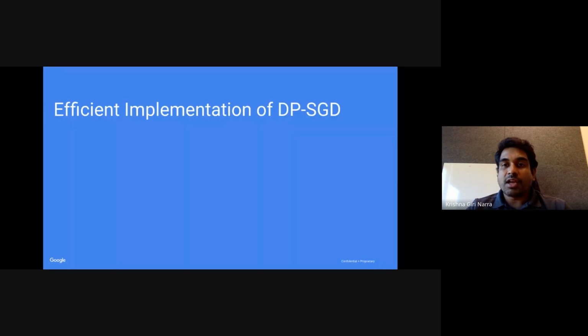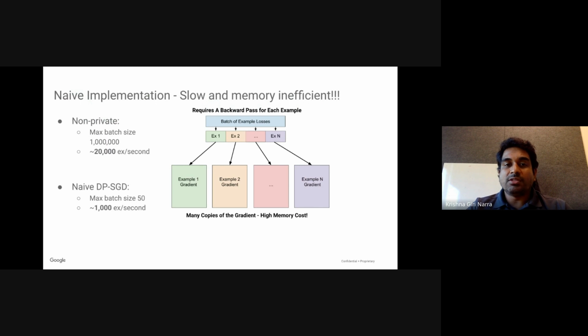Next, I'll briefly discuss how we realize an efficient implementation of it in practice. Naively implementing DP-SGD leads to huge inefficiencies, because we need to compute, for example, the gradient, then its norm, and clip the norm before applying it to the parameters. This results in catastrophic slowdowns in training. But we don't need the per-example gradients. We actually just need the per-example gradient norms.